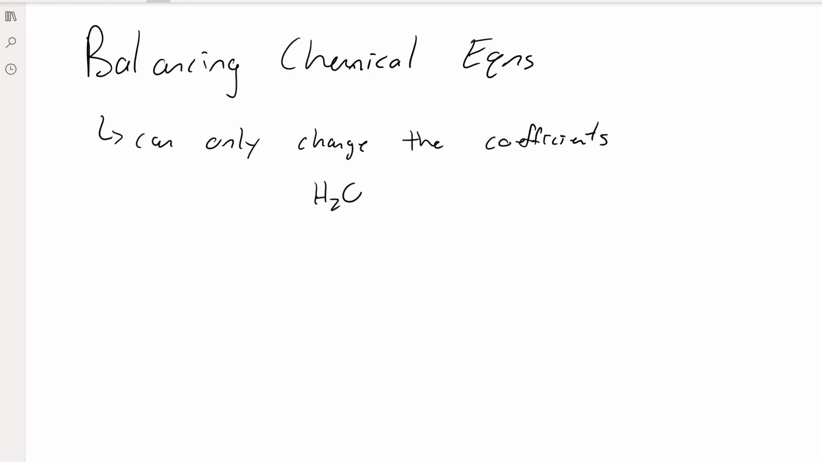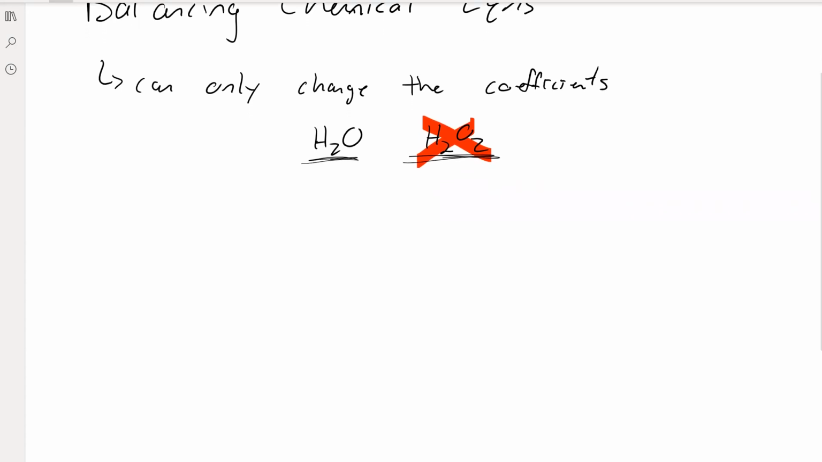For example, saying H2O, oh, I need an extra oxygen, I'm just going to call it H2O2. No, we can't do that because these are two totally different compounds, right? Water and hydrogen peroxide are completely different. If you drink H2O, you're fine. If you drink H2O2, you're going to die. So we can only change the coefficients.